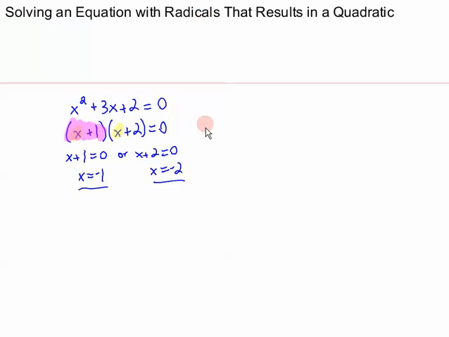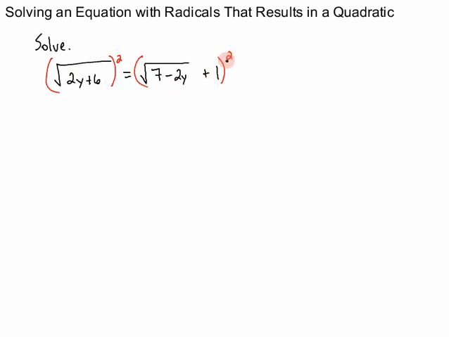Alright, let's try to solve a radical equation. In this case, one of the radicals is already isolated, so I'm going to start by squaring both sides. And so what that's going to do is allow me to get rid of the radical on the left, because squaring the square root makes the square root go away. On this side, I'm not squaring the square root, I'm squaring the square root plus 1, so I have to multiply it by itself, and then actually multiply everything out.